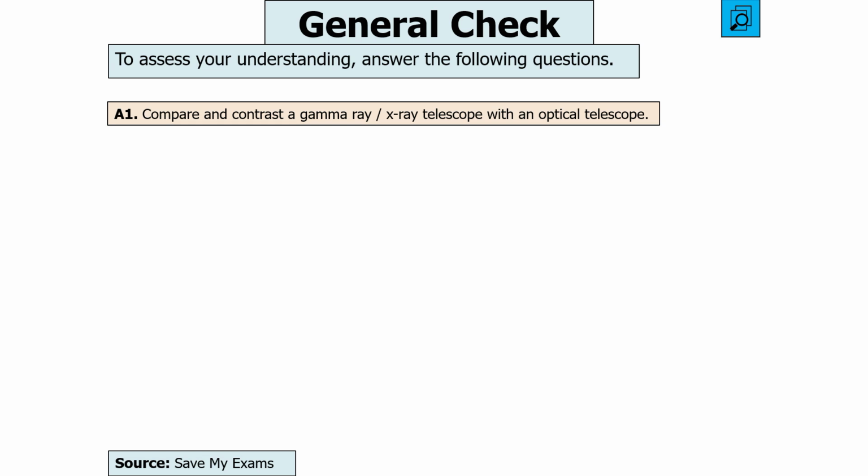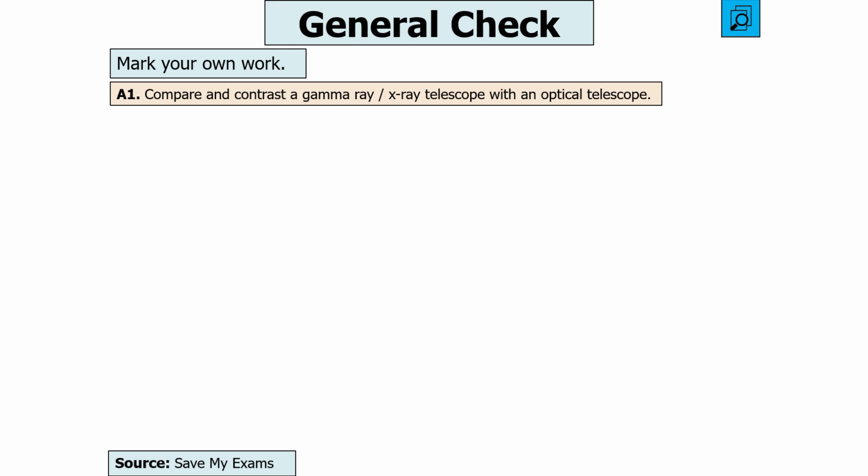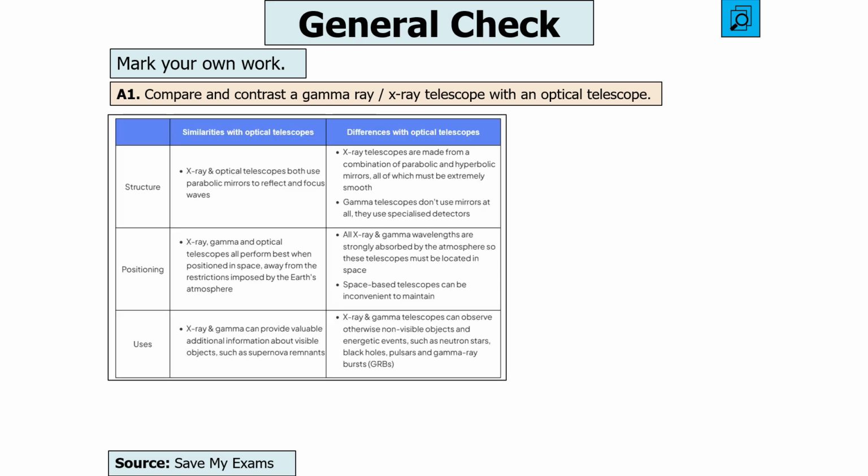So pause the video now, then unpause the video when you want to go through your answer. Right, in this first one, what can we say? Well, the structure of X-ray and optical telescopes are similar because they both use parabolic mirrors to reflect and focus waves. Now, X-ray telescopes are made from a combination of parabolic and hyperbolic mirrors, which are going to be very smooth because of the short wavelength of an X-ray or gamma ray.